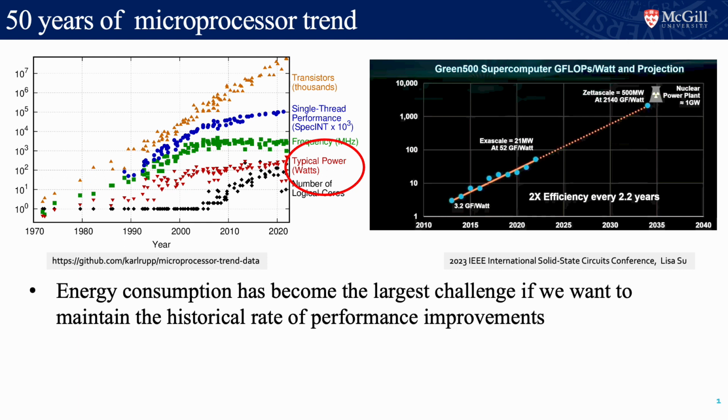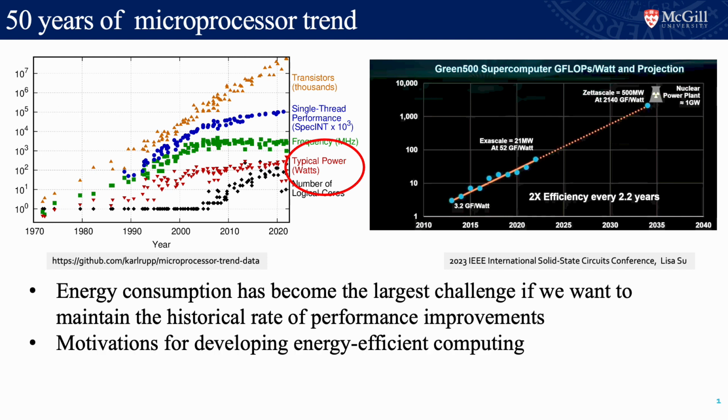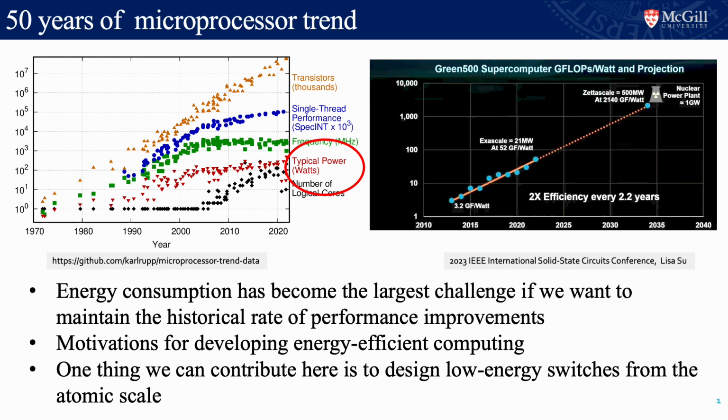Energy consumption has become the largest challenge that we have to overcome if we want to maintain the historical rate of performance improvements. There are lots of aspects one can work on to improve computing efficiency. One thing that we can contribute here is to design low-energy switches from the atomic scale.